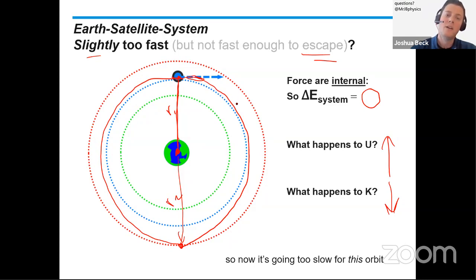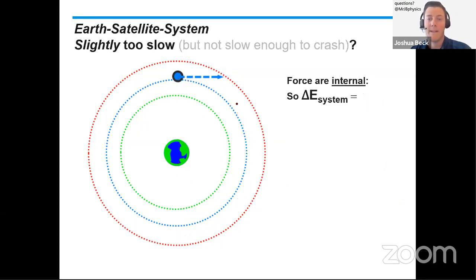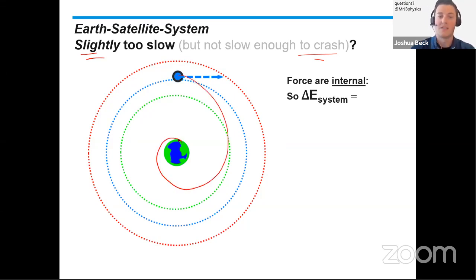Now we have what we would consider to be an elliptical orbit. Got one radius that's a little smaller and one radius that's a little bit bigger. What if we did this the other way? What if it was going too slow? But I said slightly too slow. Look, if it's going significantly too slow, then it's going to crash. The path will look like this, and it'll crash. If I slowed it down even more, then the path would look like this, and it would crash.